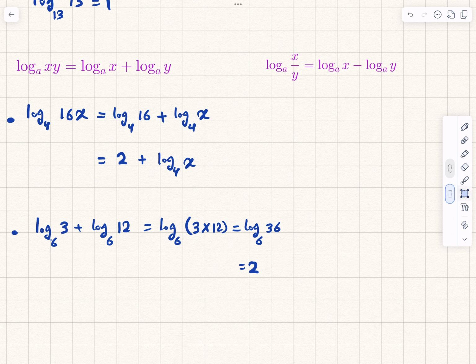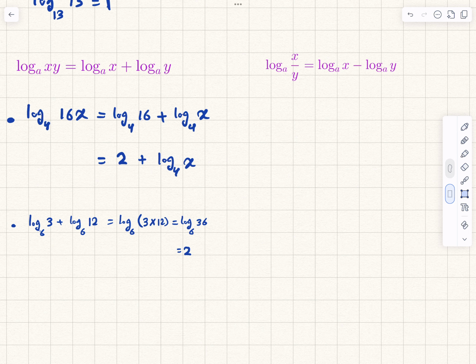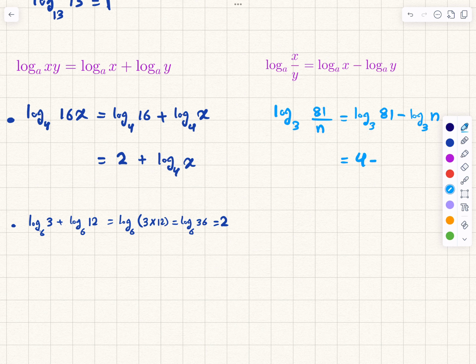So now we will move on to the division property. Similar to this, but when we divide inside of the log, it will be log of the numerator minus log of the denominator. So here, to have examples on this, we can say log base 3 of 81 divided by n, let's say. It will be log of the numerator 81 minus log of the denominator n. Log base 3 of 81 will be 4 because 3 to the power of 4 will be 81. So here we will have 4 minus log n as it is.